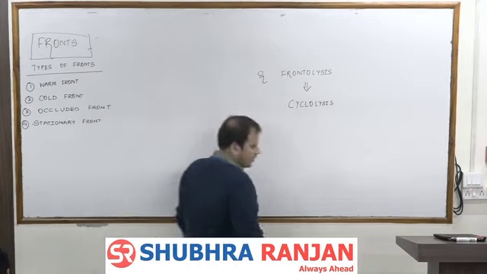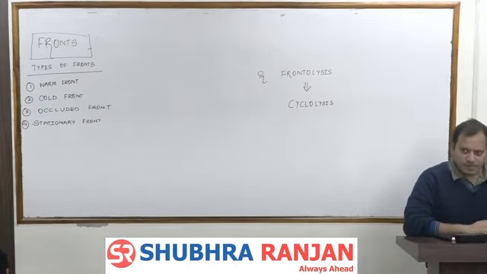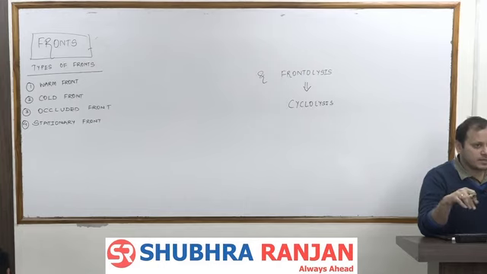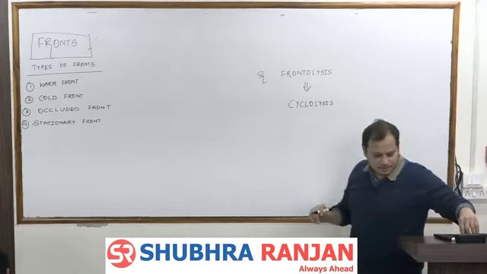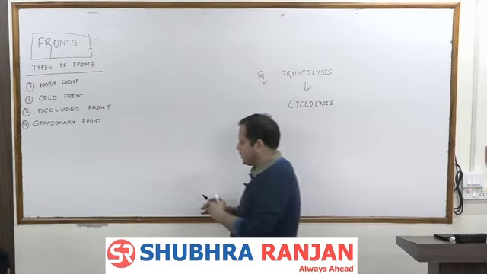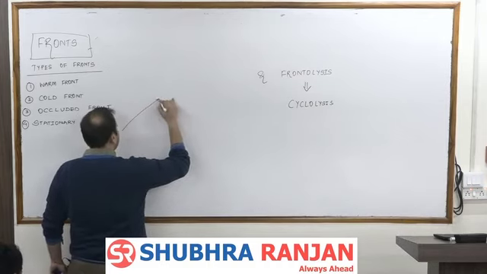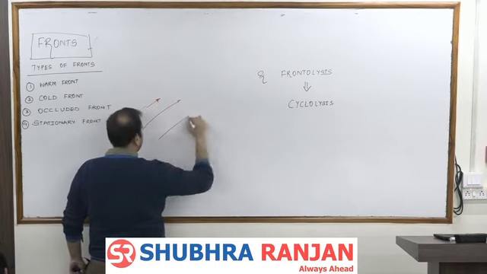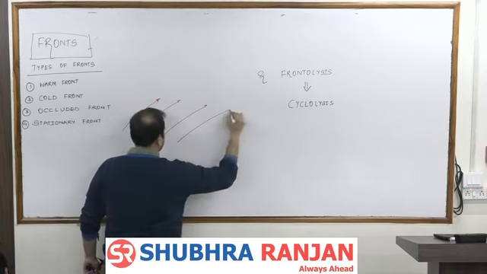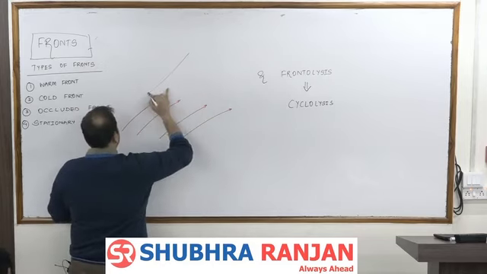Occluded front causes death of fronts, मतलब frontolysis, which results into death of temperate cyclones.